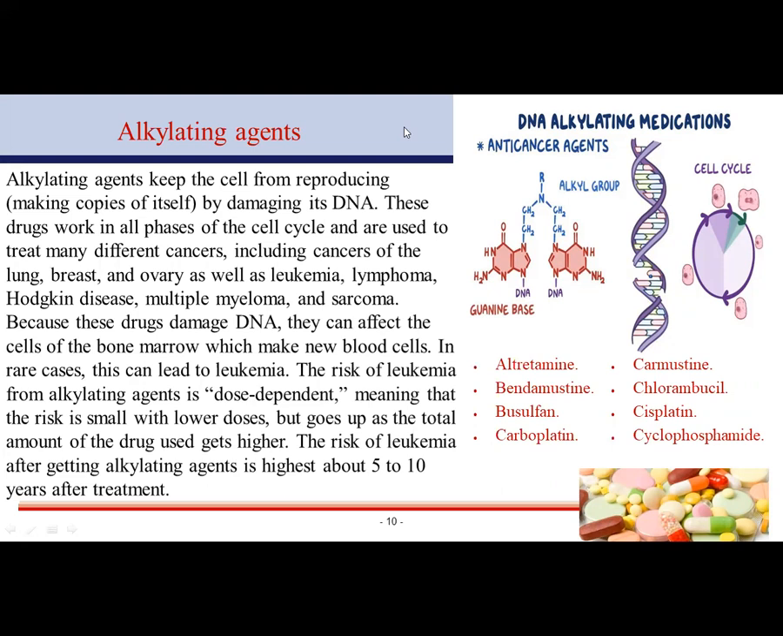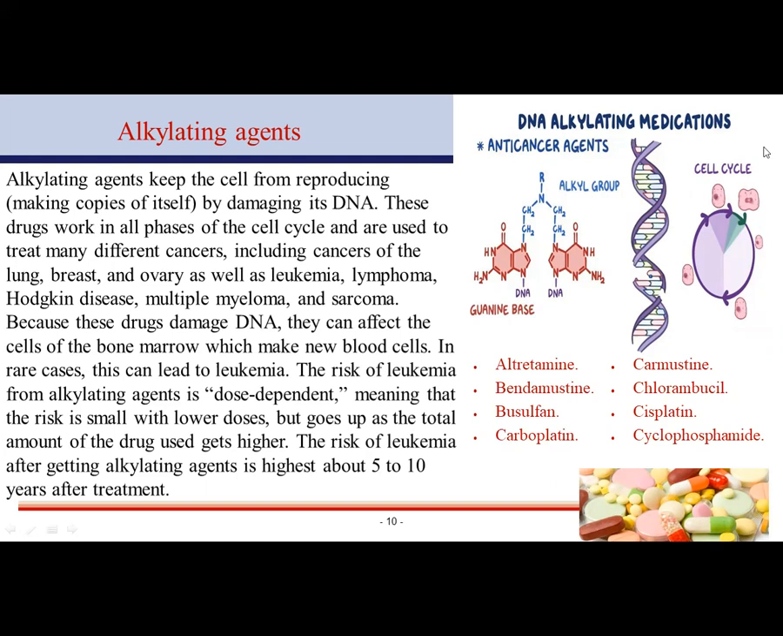Because these drugs damage DNA, they can affect the cells of the bone marrow, which make new blood cells. In rare cases, this can lead to leukemia. The risk of leukemia from alkylating agents is dose dependent, meaning that the risk is small with lower doses but goes up as the total amount of drugs used gets higher. The risk of leukemia after getting alkylating agents is highest about 5 to 10 years after treatment.